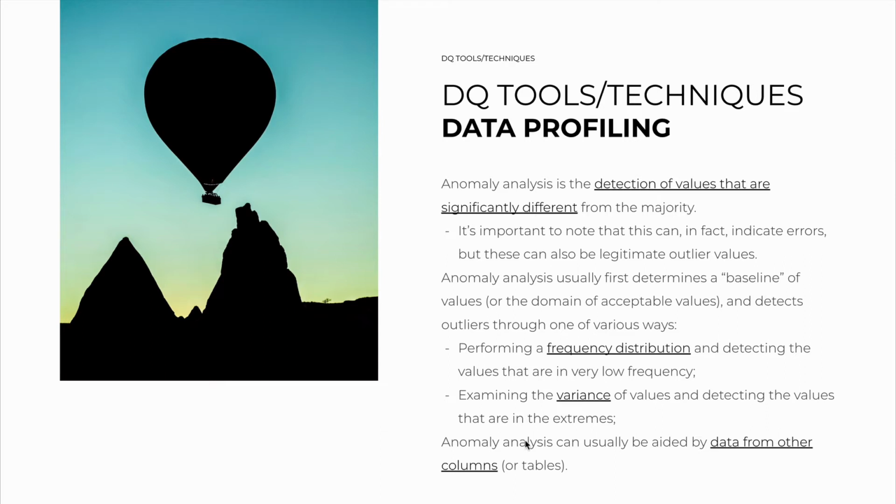Anomaly analysis can also usually be aided by data from other columns or tables, because this helps give context to the outlier values and tell you whether they're mistakes or not. For example, let's say that you're analyzing anomalies in a table of temperature readings for a physics project. Maybe you identify a couple of outliers, but maybe there's another table that has pressure readings, which may be related. So you can perform a join on the database table to obtain data from that table as well.